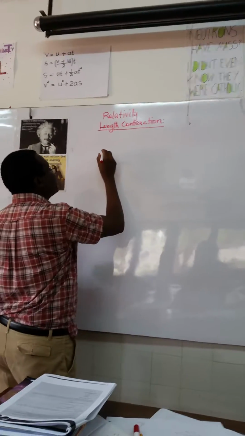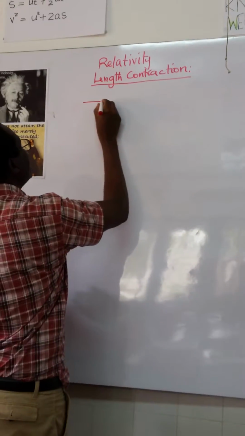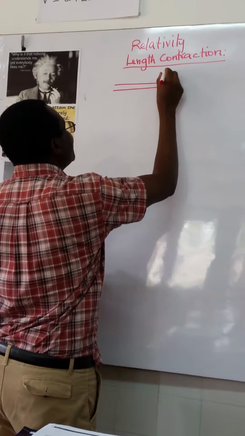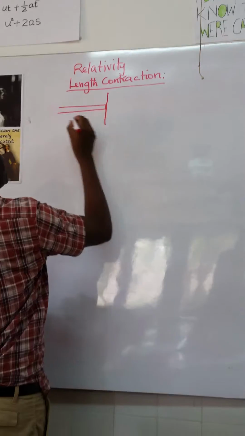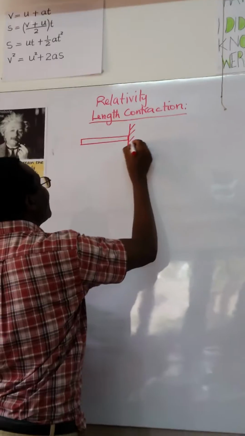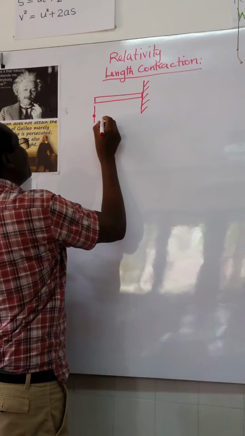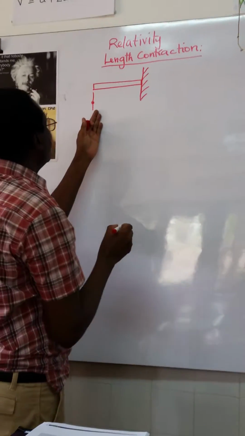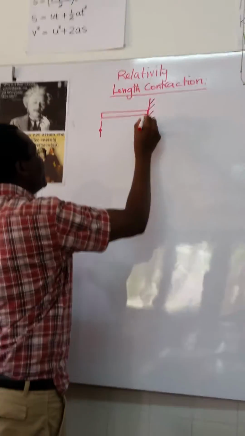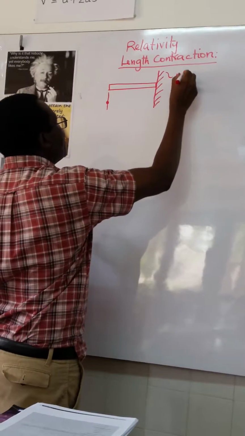Look at length contraction, and this is an experiment which is a thought experiment. You imagine that you have a ruler, and at one end of the ruler you have a signal to flash light to this end of the ruler where you have a mirror. So this is a mirror.